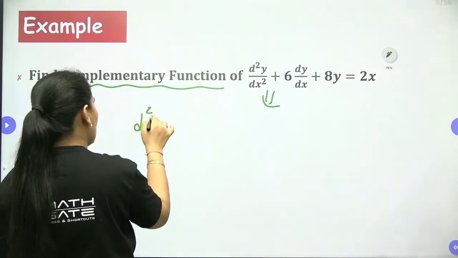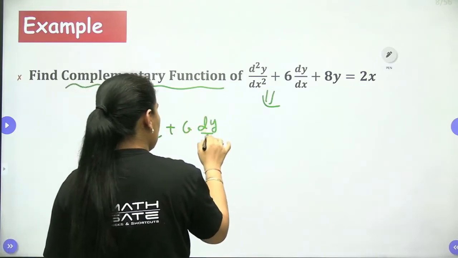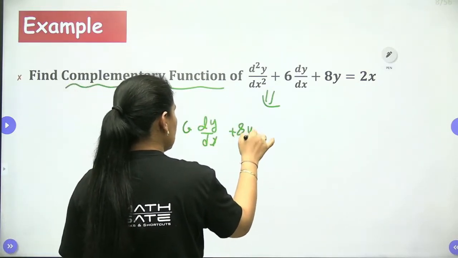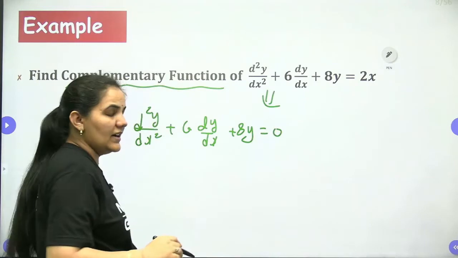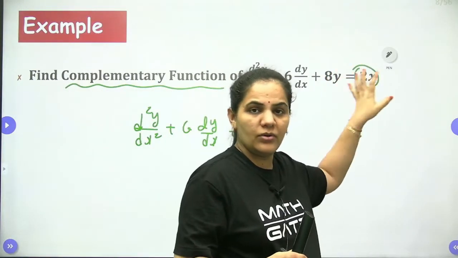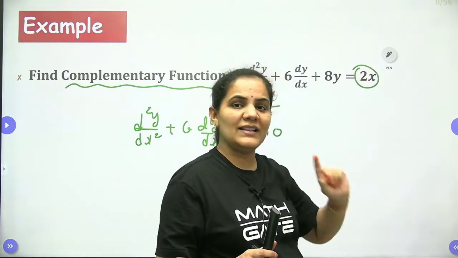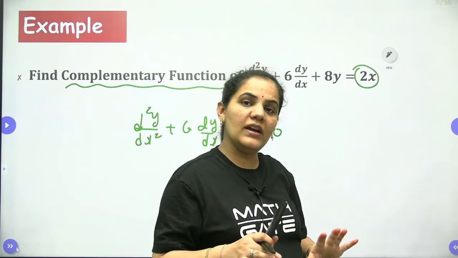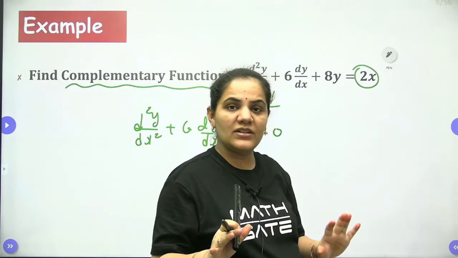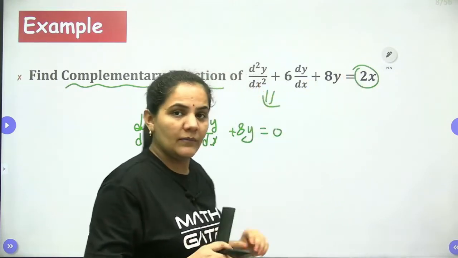So the equation is d2y by dx2 plus 6 dy by dx plus 8y equals 0. Now why did I put 8y equals 0 here? Because there is no need of the right portion. Why? Because that portion is used only for finding the PI, and right now we are dealing with the complementary function only. So that's why we will not think about the right portion.